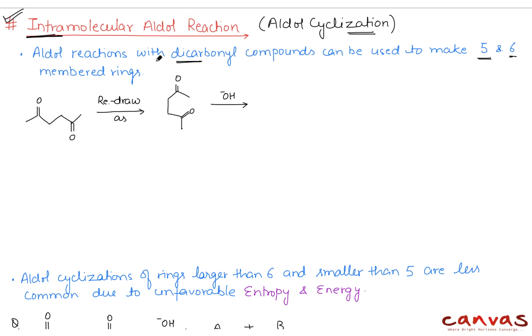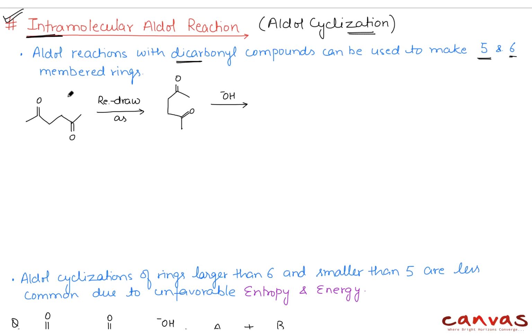Why not 7? Why not 4? Because 4-membered or 3-membered rings have very high ring strain and angle strain, and the 7-membered ring also has strain, and because of the large size, the geometry is not very stable. So we always try to form a 5- or 6-membered ring. Bigger than that we avoid, smaller than that we avoid.